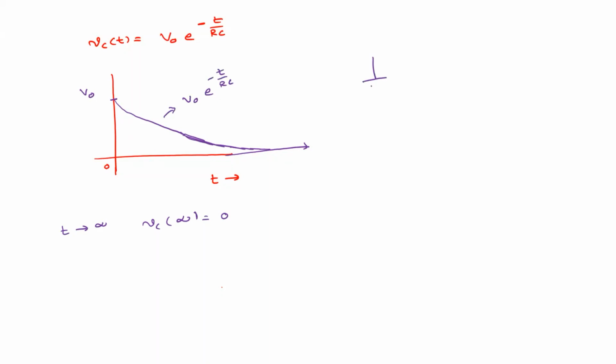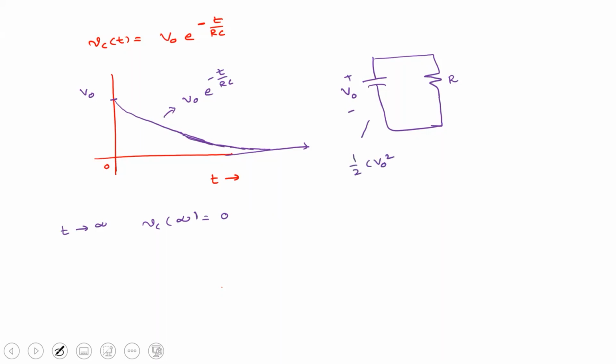If you have a circuit like this, where the capacitor is charged to some voltage V0 and we have a resistor R here, the initial energy stored in the capacitor is half CV0 squared, right? What is the final energy stored in the capacitor? The voltage is 0, so it is equal to 0. So where is this energy lost?